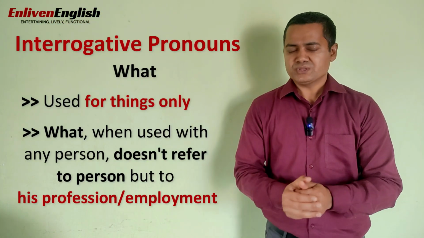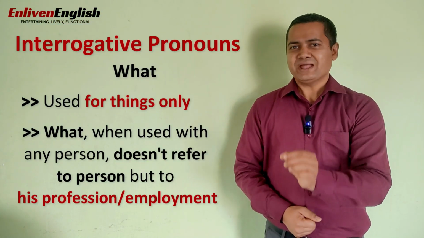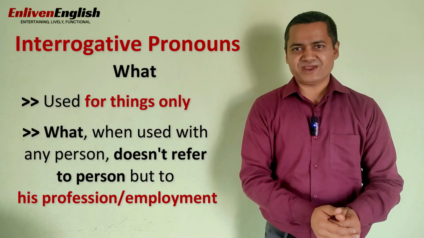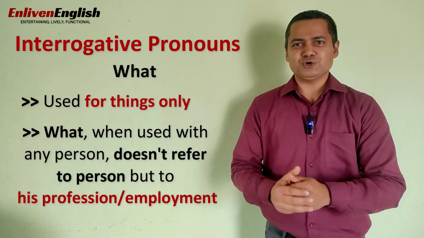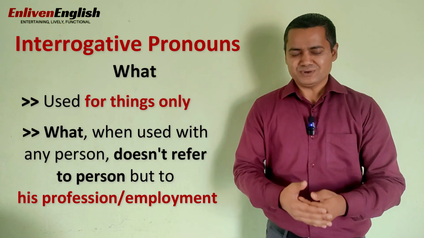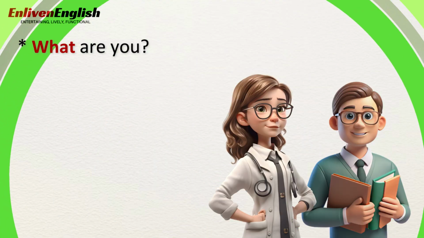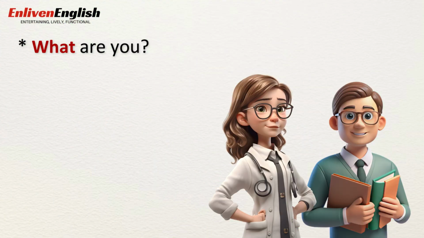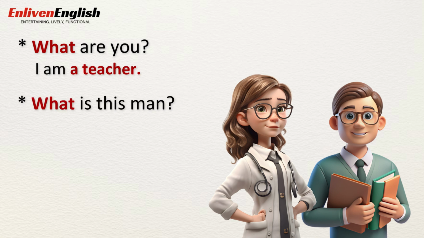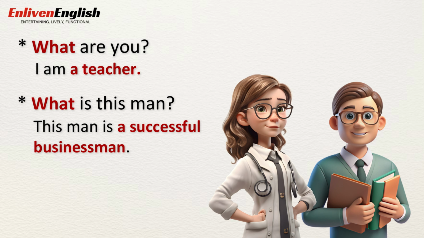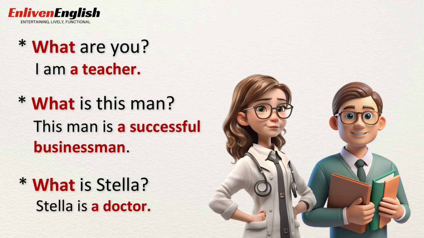What, when used with a person, does not refer to that person, but to his profession, employment, or job. Let's see some examples to understand this. What are you? I am a teacher. What is this man? This man is a successful businessman. What is Stella? Stella is a doctor.